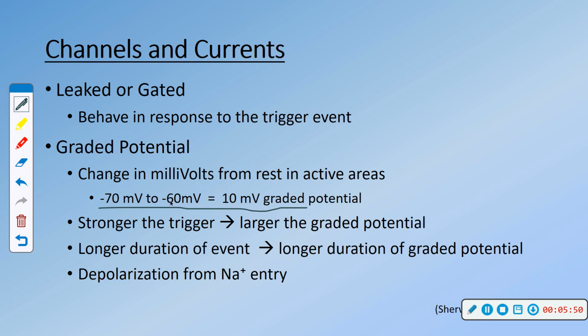The amount of change, or the amount of graded potential, is going to depend on how strong the trigger was and how long the trigger lasts. The stronger and longer it lasts is directly proportional to its reaction. The stronger the trigger, the larger the change, and the longer the trigger, the longer the graded potential. It's only going to occur as long as it has those ions to help it do it.